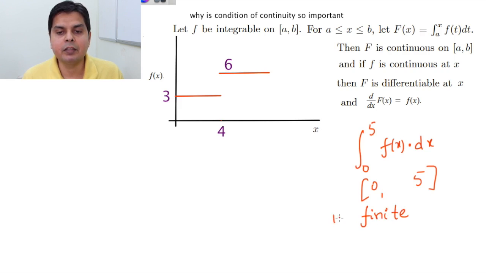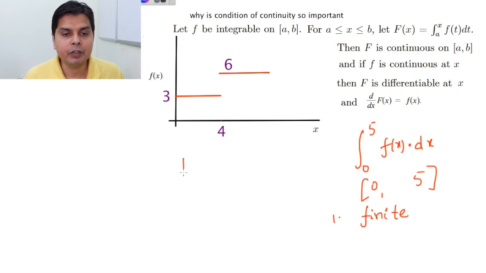Okay, the number of discontinuities should be finite. The second condition is that the jump should also be finite. That is, from 3 to 6 or 3 to 3000, it should be a finite jump. Then only can I integrate my function.